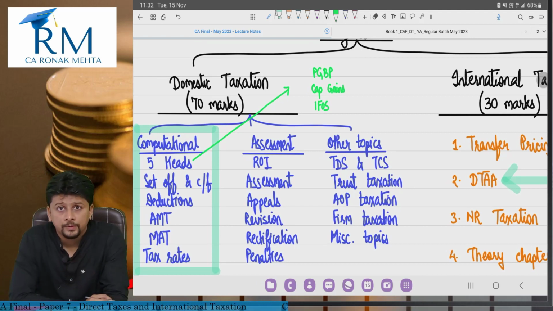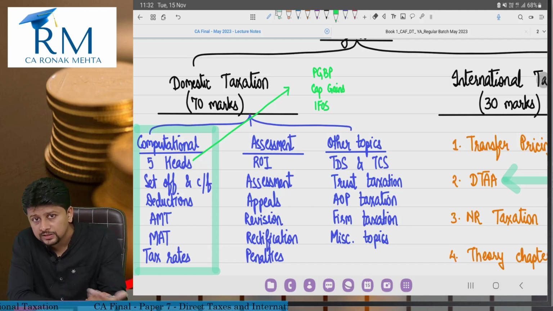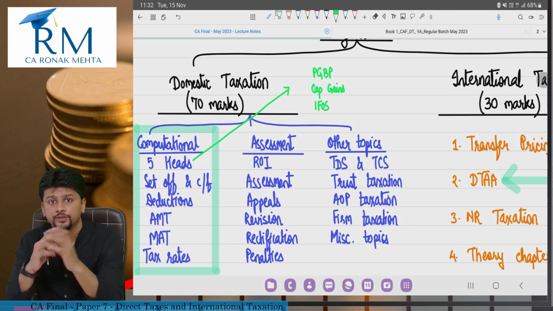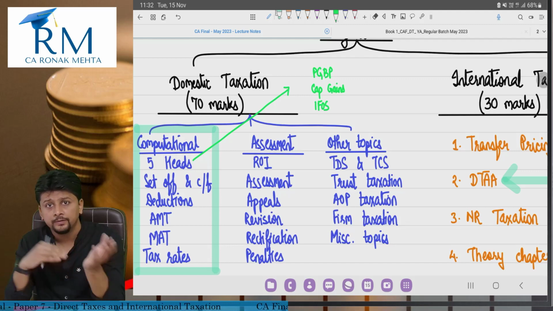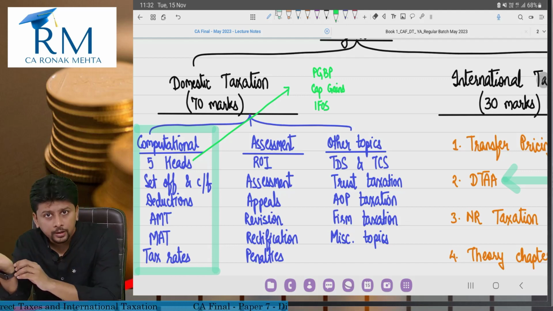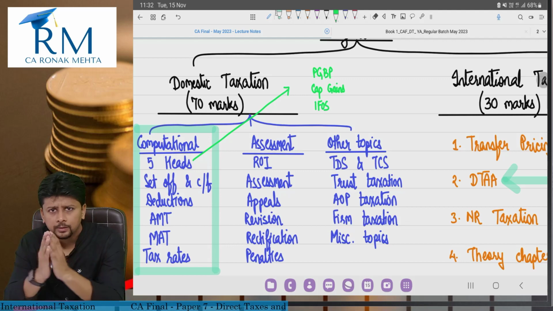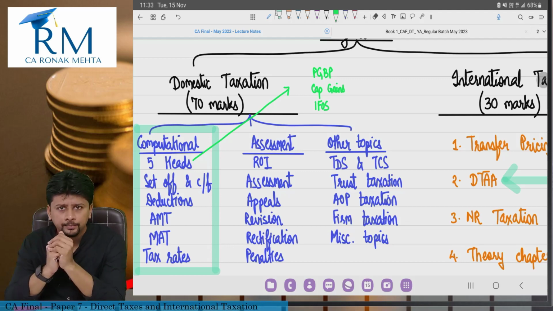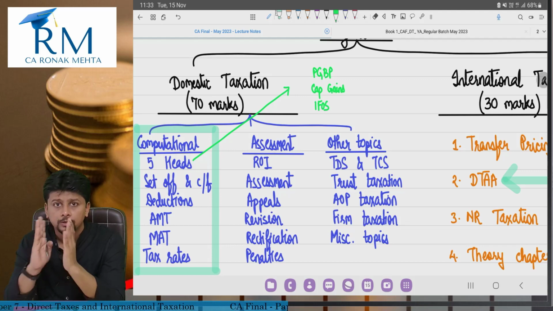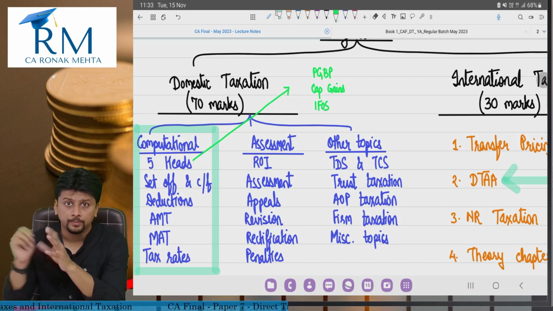You might observe there is one more thing which I have not written here, a chapter called clubbing of income. You might remember in your CA Inter studying clubbing of income provisions: individual, spouse, individual, son-in-law, individual, daughter-in-law, stuff like that. Clubbing of income also does not appear at CA final. It is restricted to CA Inter only. So CA final, computational topics, these are your topics.